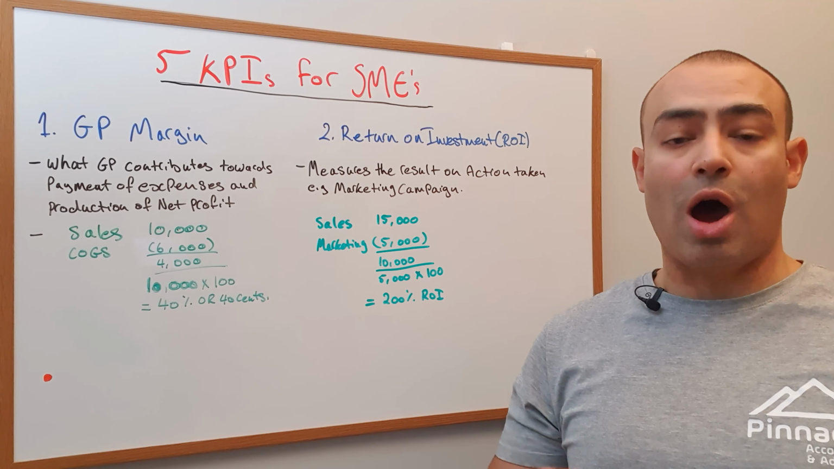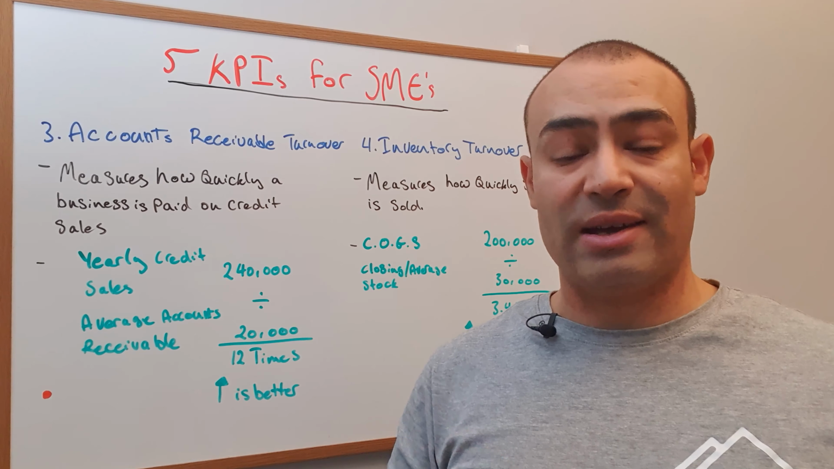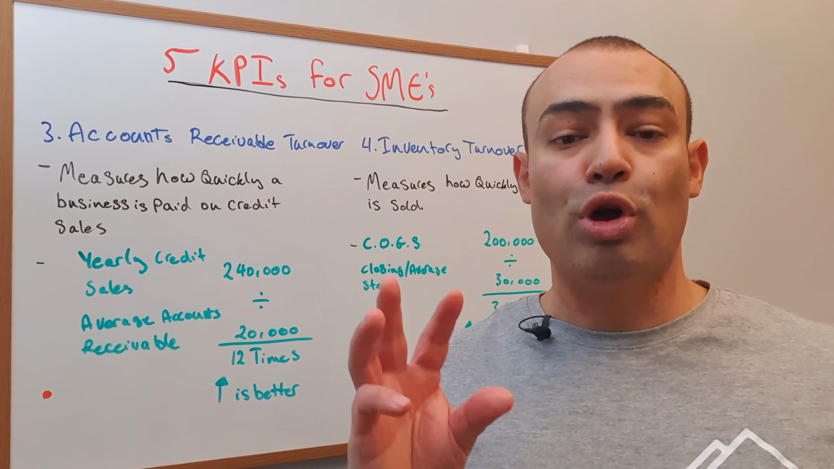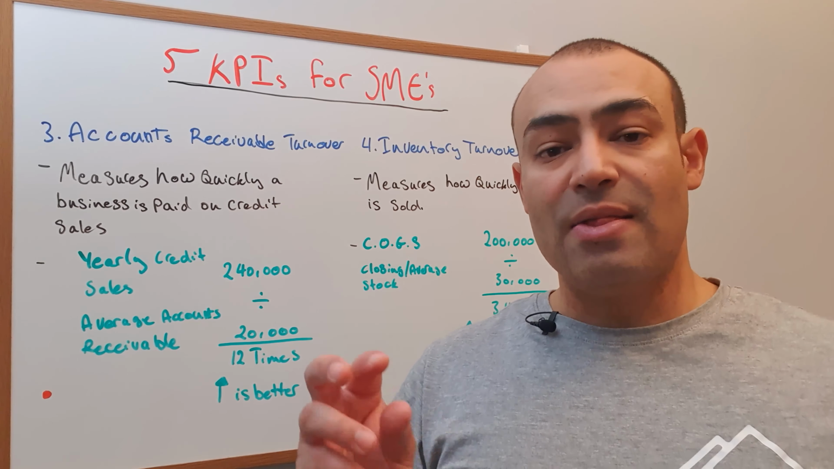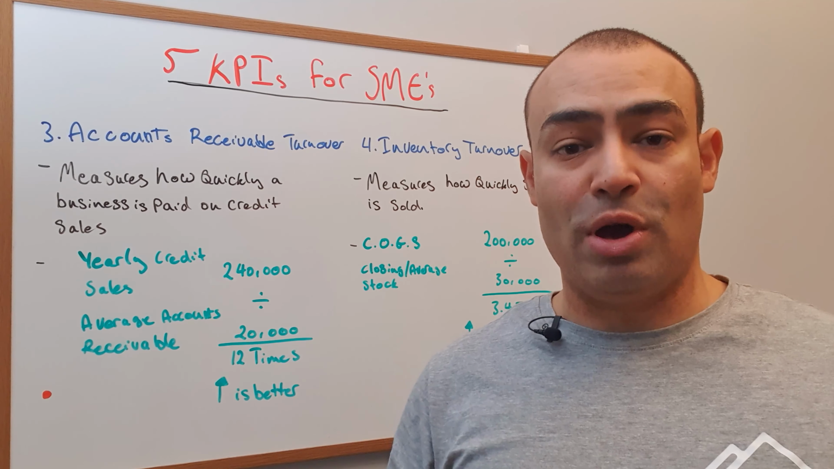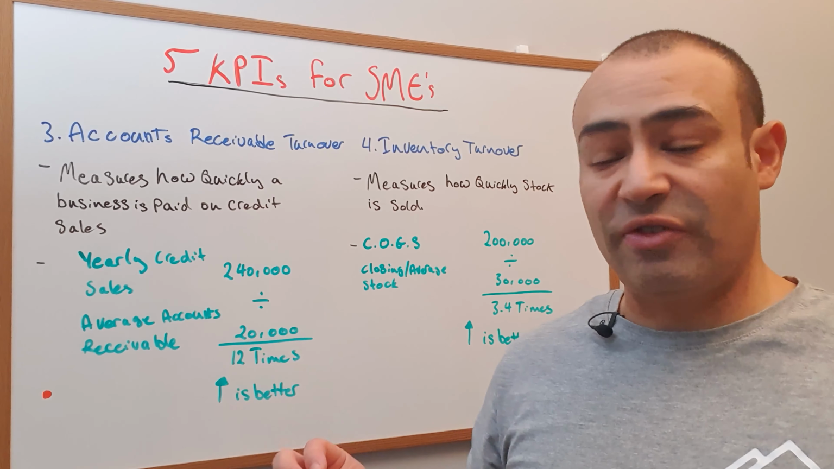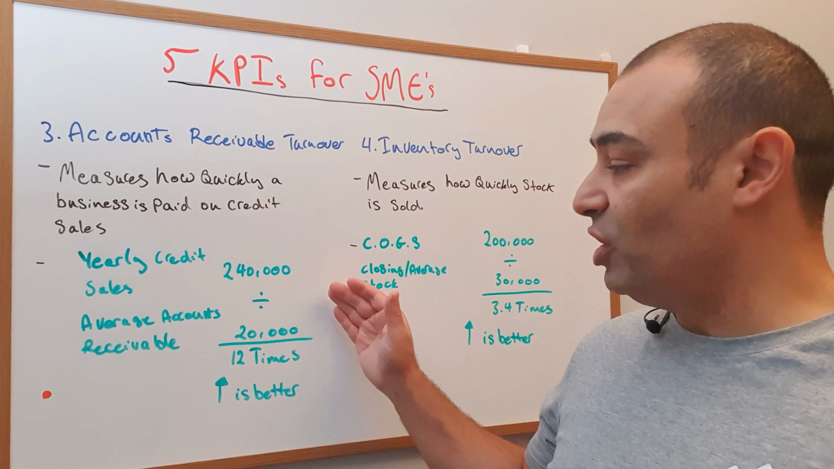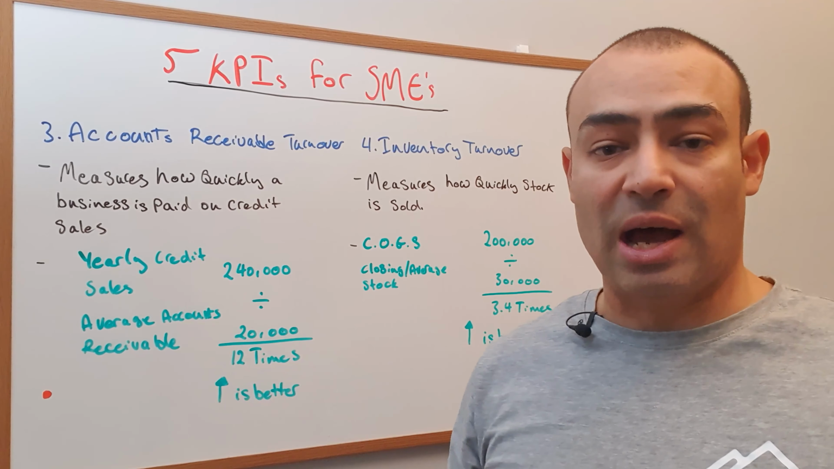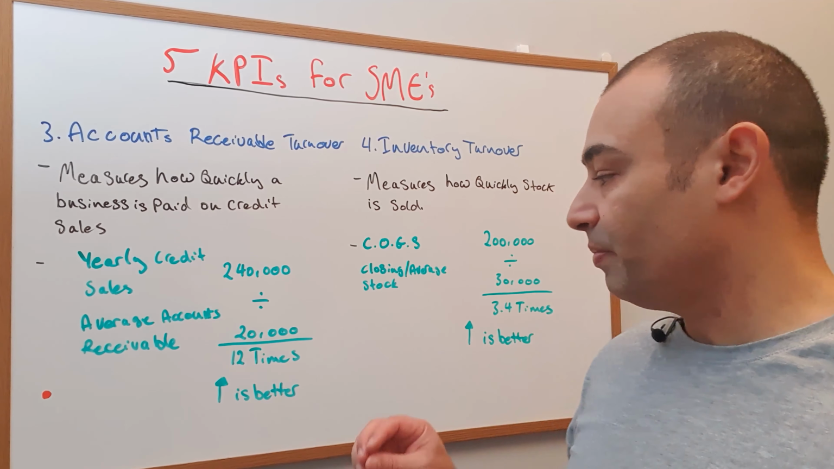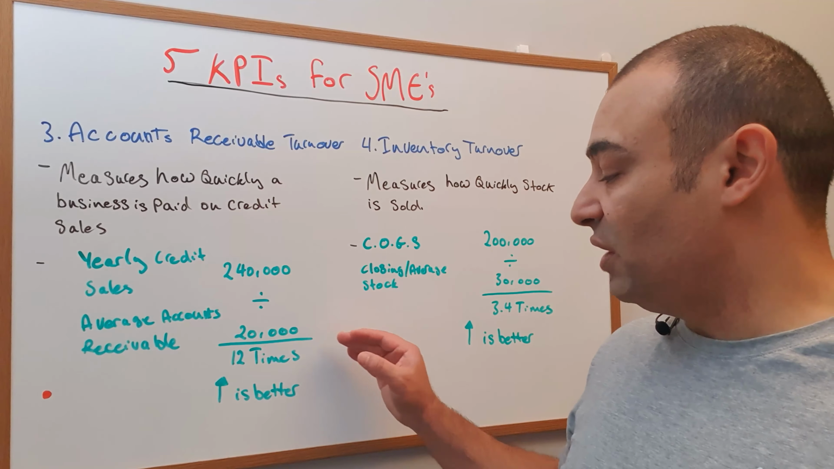The third KPI you want to pay close attention to and monitor carefully is the accounts receivable turnover. This measures how frequently we are paid by customers and clients to whom we sell on credit. To determine this KPI, we divide the yearly credit sales, or any sales for a given period, by the average accounts receivable for that particular period, whether it's a year or a month, which gives us the number of times the clients or the customers pay us.